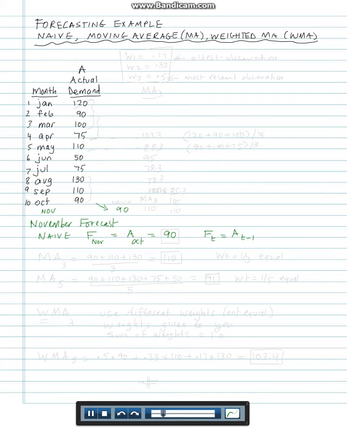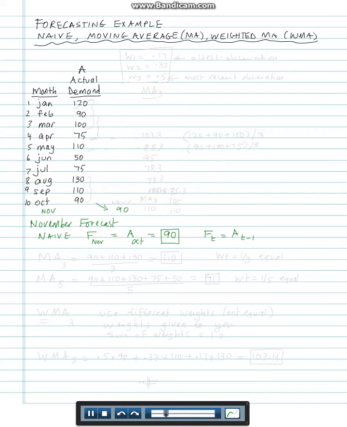A lot of companies would use the naive forecast, but may add or subtract a certain percentage to the previous period, depending on what they think is going to happen with the economy or the environment. But that's naive forecasting. So here is the forecast for November. We cannot do another period forecasting until the actual demand for November materializes, and then we can forecast December, and so on.